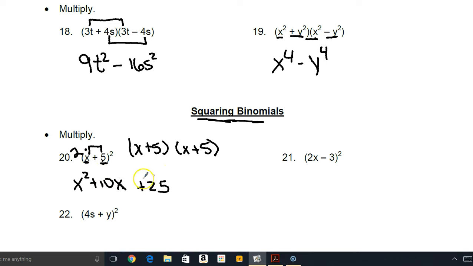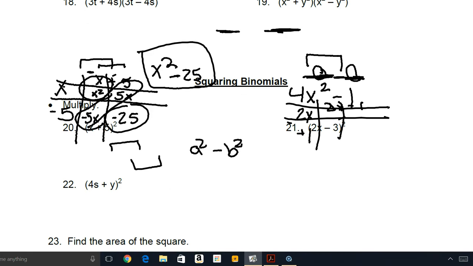So that's a shortcut method. If you would rather do it the long way, like this, it is perfectly fine to continue this method.